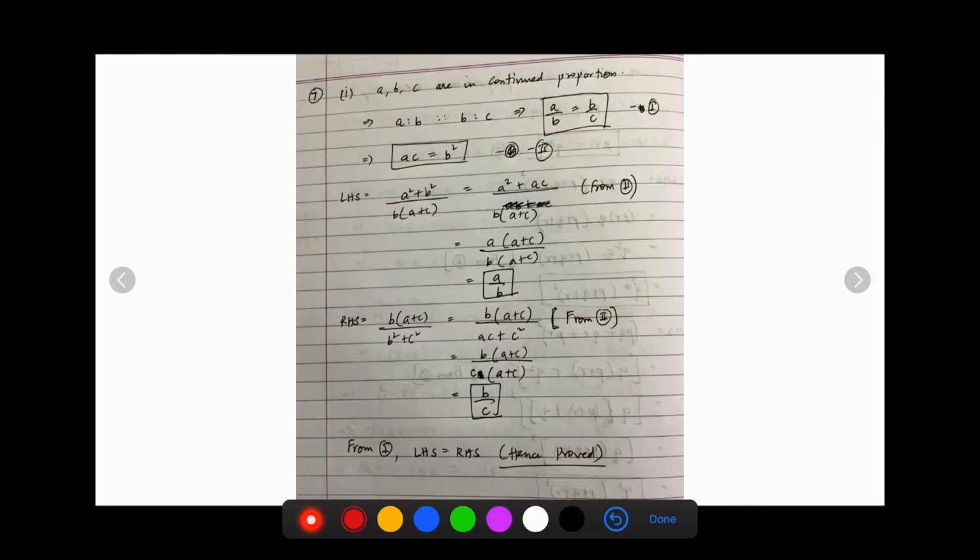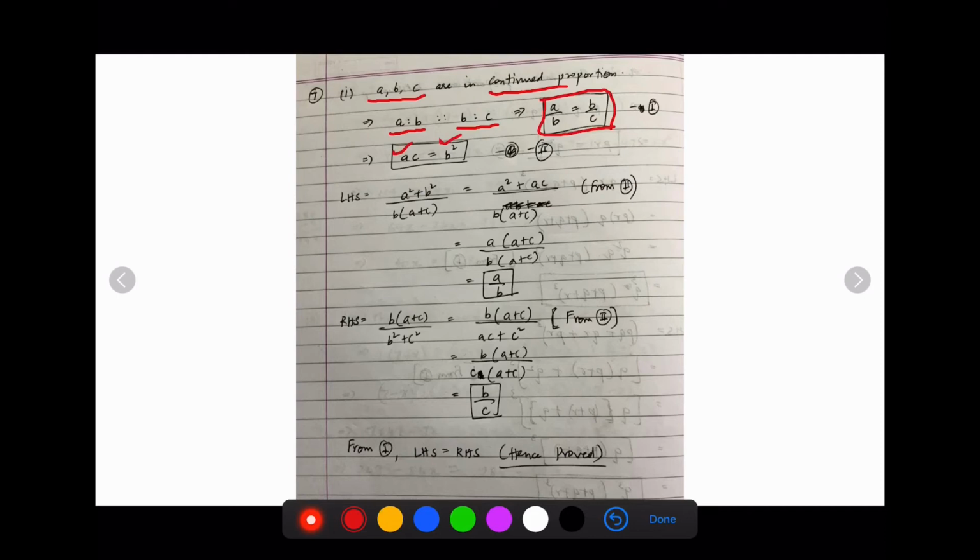In question number 7, part 1, you have to prove an equation. Given is that a, b, c are in continued proportion. So from this information, you can say that a is to b as b is to c, or a by b equals b by c. This is the meaning of a, b, c being in continued proportion. And also the product of the extremes is ac, and the product of the means is b square. So ac will be equal to b square.